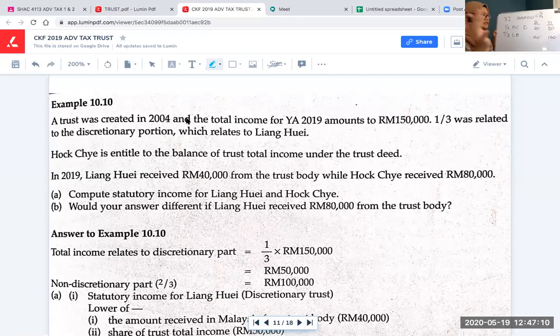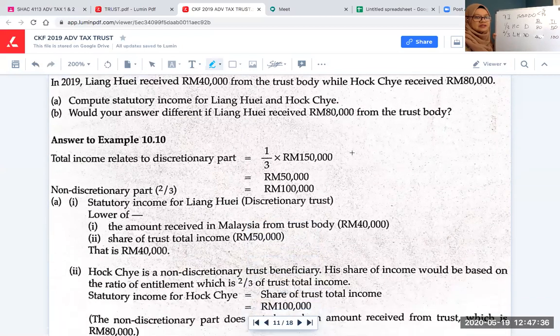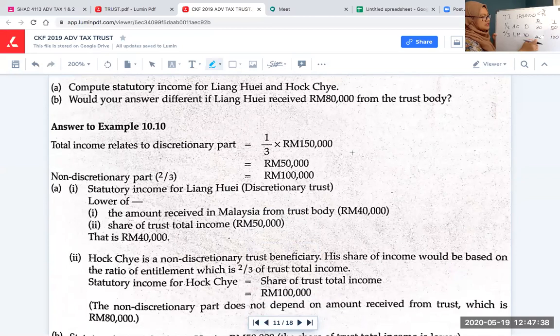So in this case, is the income discretionary or non-discretionary? To the discretionary portion. Okay. And why do we say the other is non-discretionary? Because it says there that the beneficiary is entitled to the balance income under the trust deed. So this one is non-discretionary. Right? 50,000. Non-discretionary is 2/3.